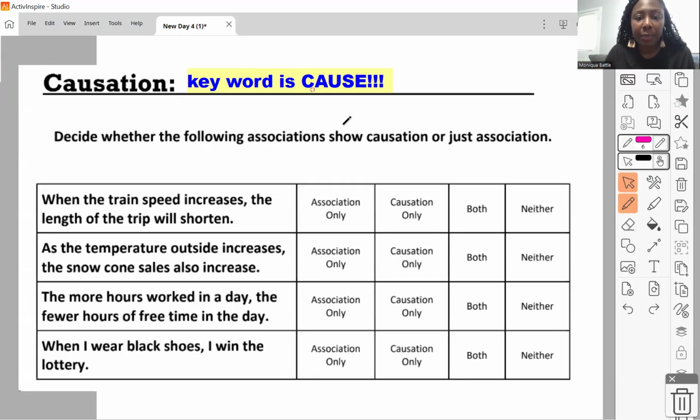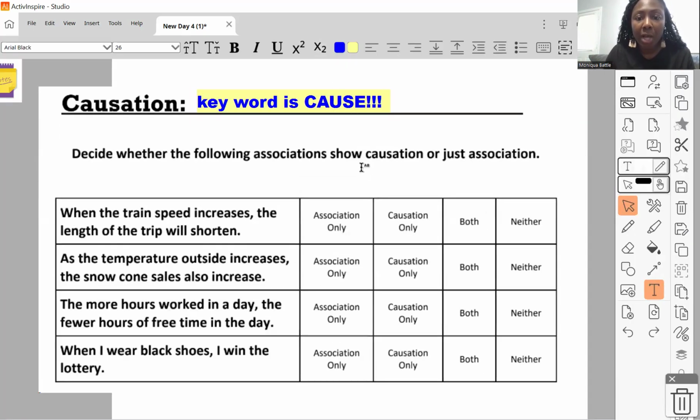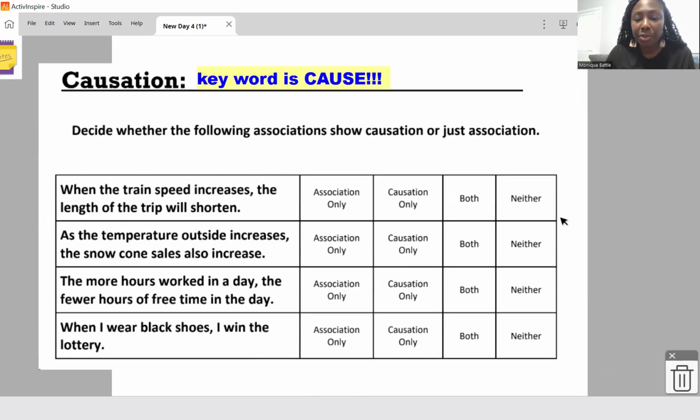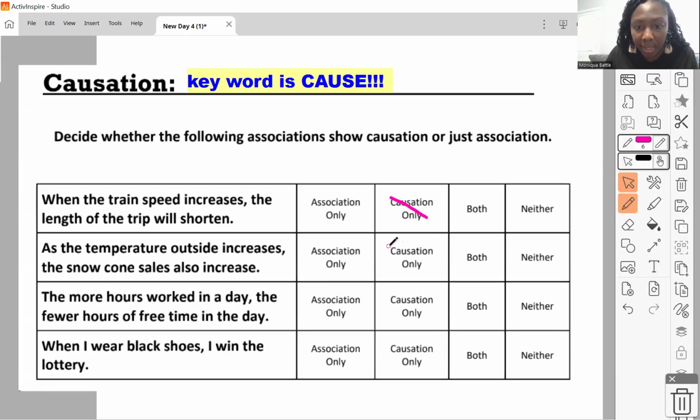So please understand, we're trying to figure out if it's causation. Cause means it has to happen. And the weird thing is if it's causation, it's automatically going to be associated too. So it's going to be both. The tricky thing is we're going to cross all of these out right now because there's never any time where it's only causation. If it's automatically causation, it has to be both association and causation. So if it's a causation, we're going to automatically circle both. Okay, so work with me here.